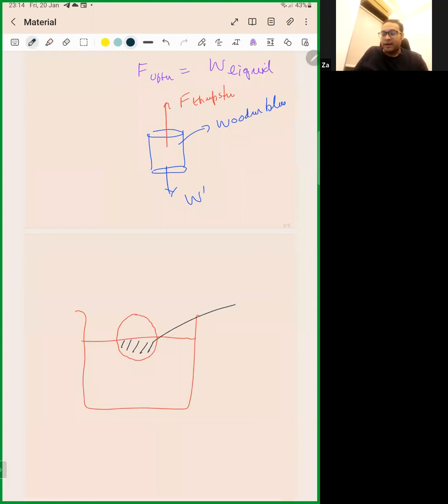This density is rho L. Now, what is the buoyant force on this body? This V dash is this volume only, this volume. So it will be rho L V dash G. This is the upthrust, or you can call it a buoyant force.